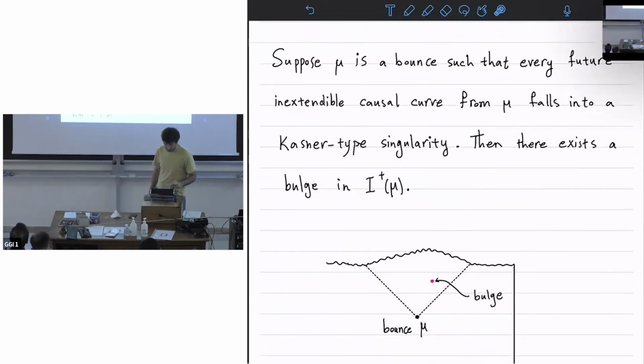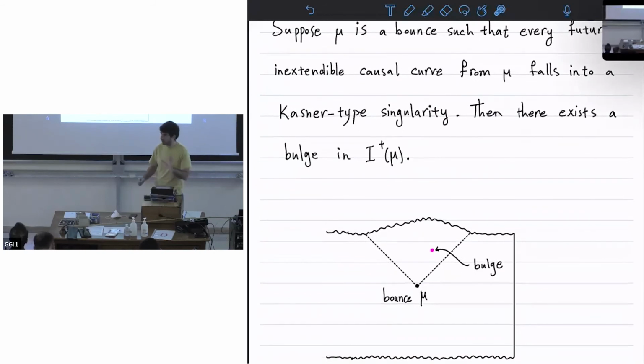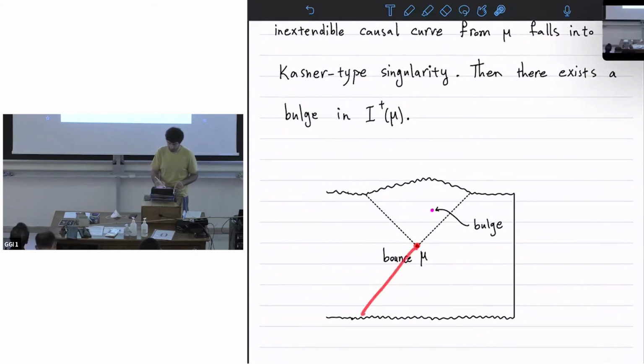Another related thing you can show along the same lines: if you have a bounce whose future wedge ends in a singularity, then there exists a bulge in its future wedge. So, for example, if you have a bounce where both its future and past have singularities, then there would have to be two bulges that are time-like separated from each other. So bounce quantum extremal surfaces don't quite calculate the number in this scenario, but they pop up when you have time-like separated quantum extremal surfaces, weirdly.